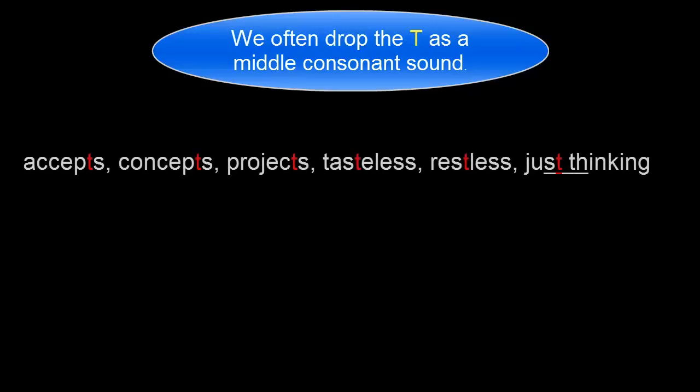We often drop the T as a middle consonant sound. For that reason, you'll hear people say accepts, concepts, projects, tasteless, restless, and you'll hear the T dropped between words. For example, just thinking. Now in the case of often, we did have a schwa sound in there, but basically you have the F, T, and N sounds, and I think that's why we tend to drop the T and say often. It's also correct to use the T, often.